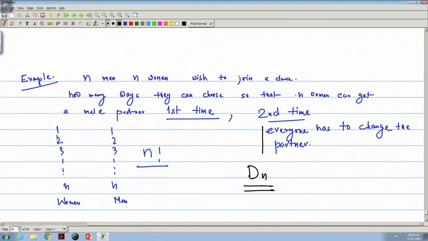So simply using Dn we can solve this type of combinatorics problem. With this lecture we finish the lectures on combinatorics problems, on how to handle the counting techniques with combinatorics problems.